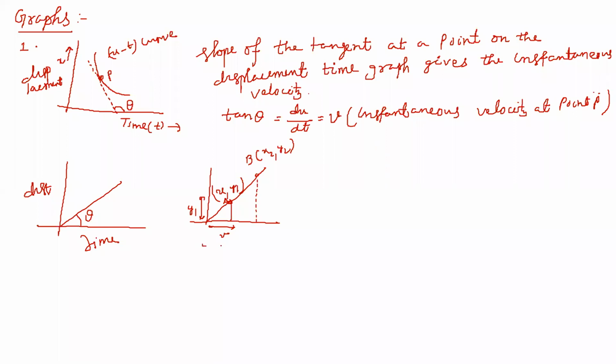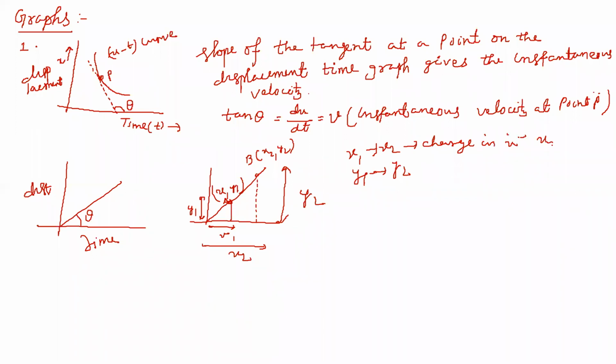So this total distance is x2 and this total distance is y2. When x1 changes to x2 and y1 changes to y2, what is the change in x, students? Change in x is x2 minus x1. Similarly, change in y is y2 minus y1. That change is known as slope.